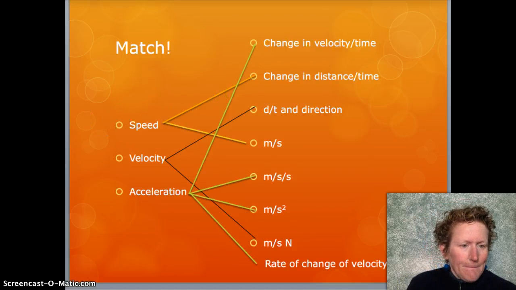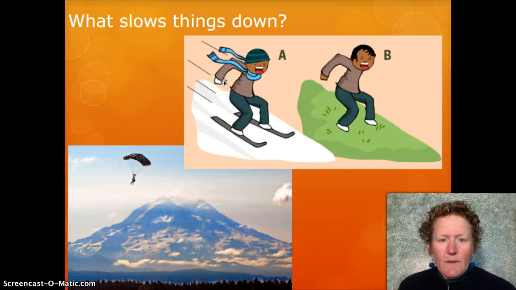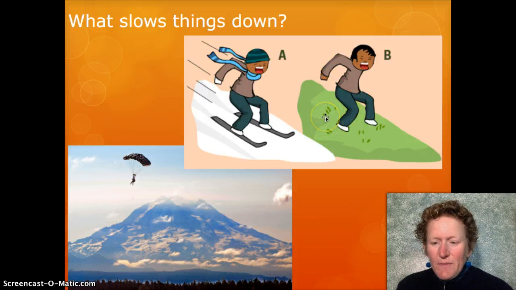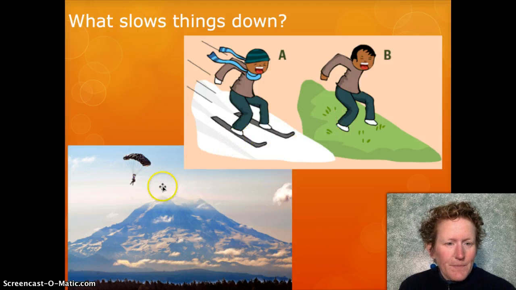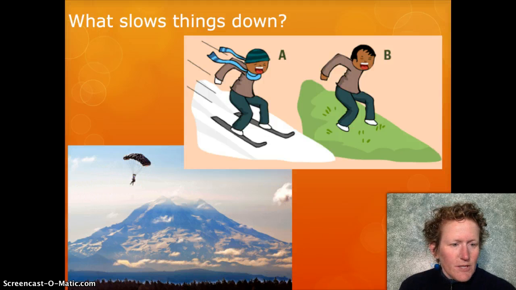Let's talk about slowing down a little bit. It's a lot slower to go skiing in the summer because grass has more friction. If it's wet, it gets a little bit more slippery, but grass has a whole lot more friction than snow. Friction is a good idea for this parachute jumper. The air molecules are slamming into his parachute and slowing him down. Air resistance is one example of friction.